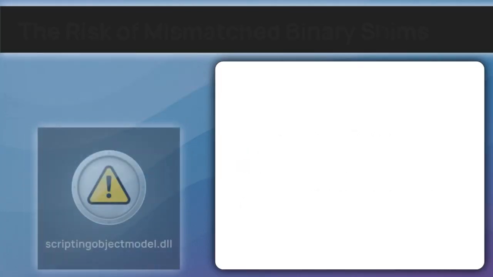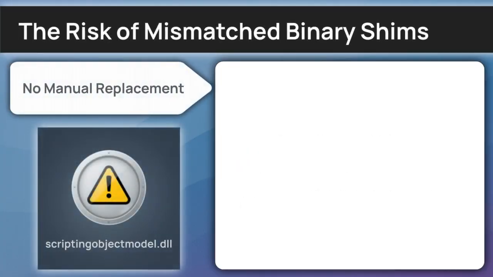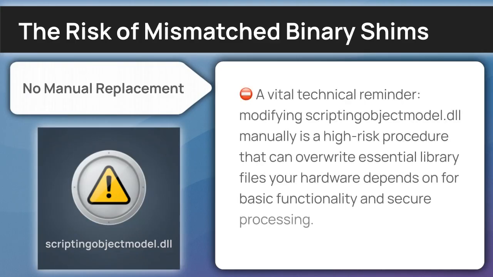For a clean and stable recovery, it's important to stay within verified developer ecosystems. Technical warning: many online file mirrors provide versions of Scripting Object Model DLL that are either corrupted or intentionally modified, putting your privacy at risk without resolving the underlying execution error.